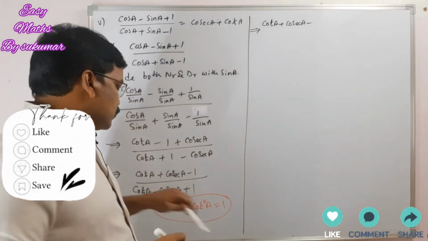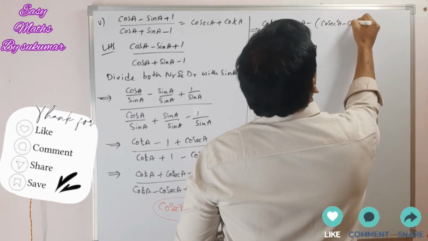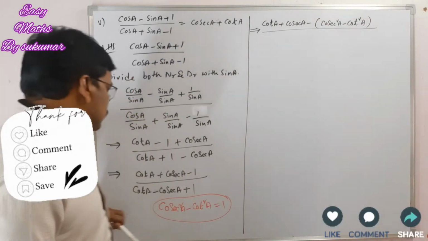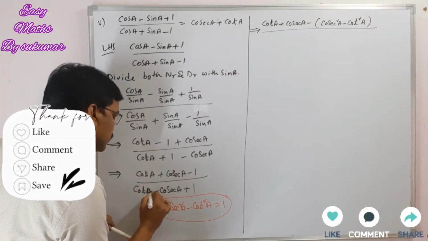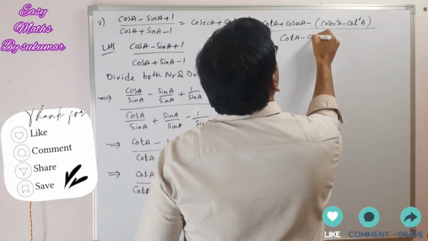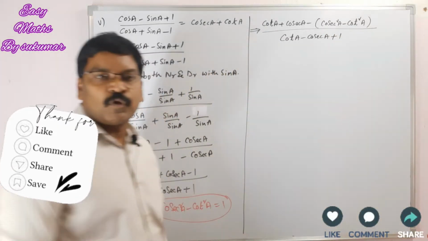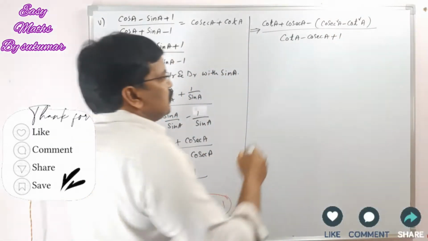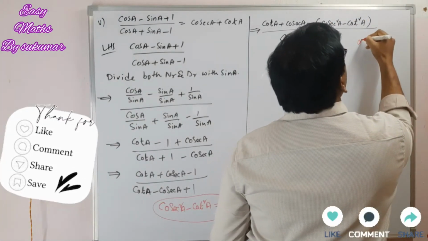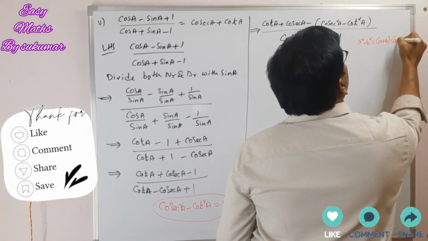minus cosecant square A minus cot square A whole by what? Just write this cot A minus cosecant A plus 1. This is cot A minus cosecant A plus 1, right? Okay. So my dear students, here this is in the form of A square minus B square. What is A square minus B square? This A square minus B square is A plus B times A minus B.